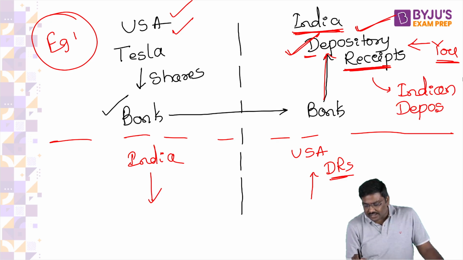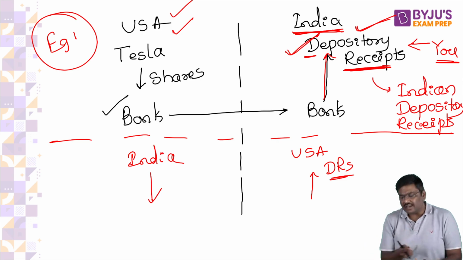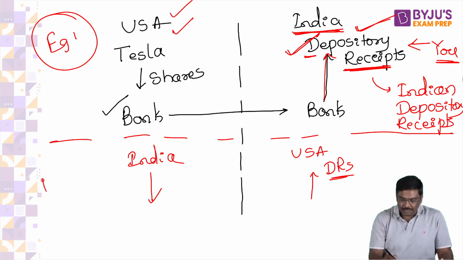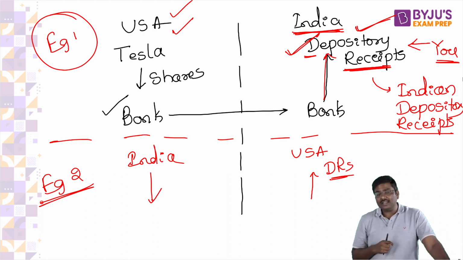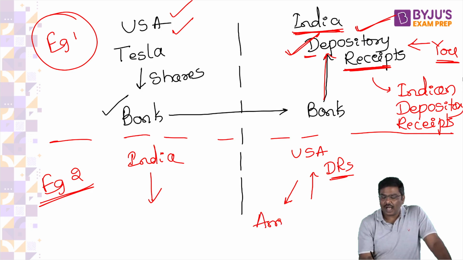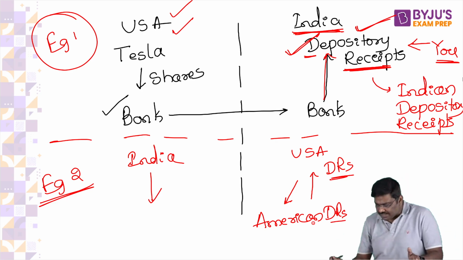All of you okay with why these are called Indian depository receipts? Please do let me know right now. Where are they listed? These are listed in India, hence called Indian depository receipt. Look at the second example. Where are the depository receipts listed in the second example? This is USA. Can I call this American depository receipts? All of you okay with this?